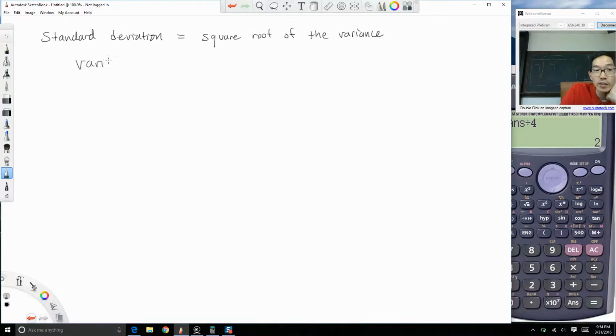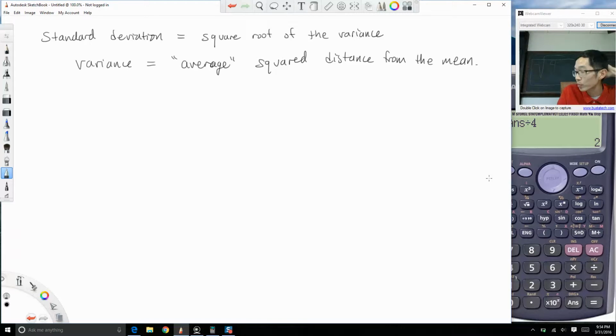And the variance can be thought of as the quote-unquote average squared distance from the mean. I put average in quotes because it's not exactly the average. So let's look at the Baker family. The kids' ages were 3, 6, 9, 12, and 15, and the mean age is 9, right?